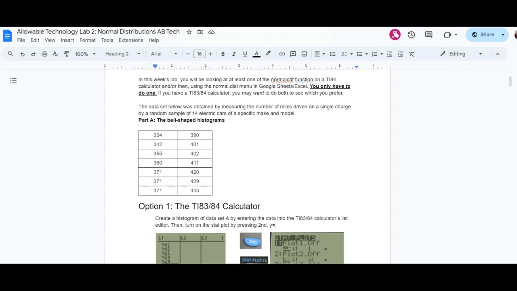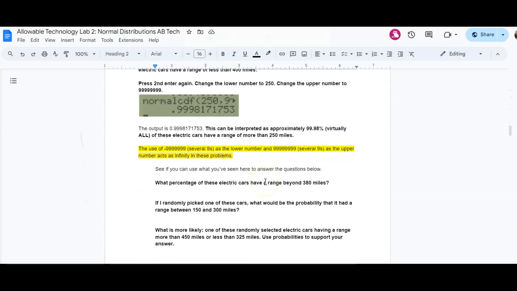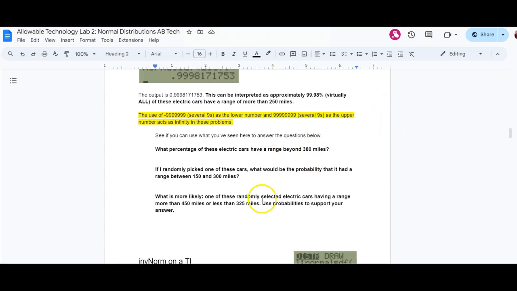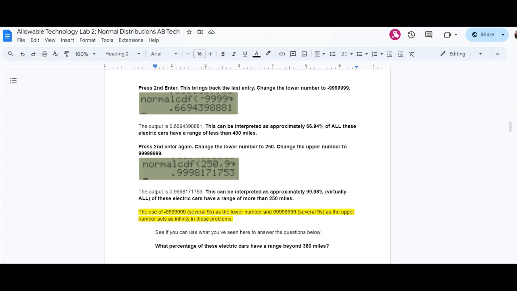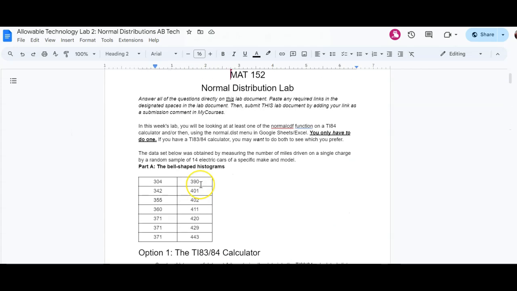Now there are questions on here that you're going to answer. I'm going to do some of them myself, but when you get down here, the stuff in bold, that's for you to answer. I'm not going to answer those. I'm going to walk you through to see where these numbers are coming from, and then it'll be up to you to complete the rest of the lab.